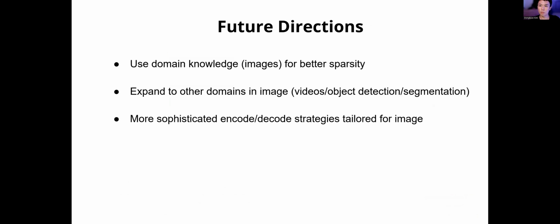So some future directions that we can think of from these prior works are, first, can we use domain knowledge? Can we use the fact that we are using transformers in computer vision for better sparsity? So for example, we can perhaps expand upon the paper Deja Vu and use some ideas that we know from computer vision to allow better sparsity in MLPs or attention heads. Or can we expand to other domains in image, such as videos, object detection, or segmentation?